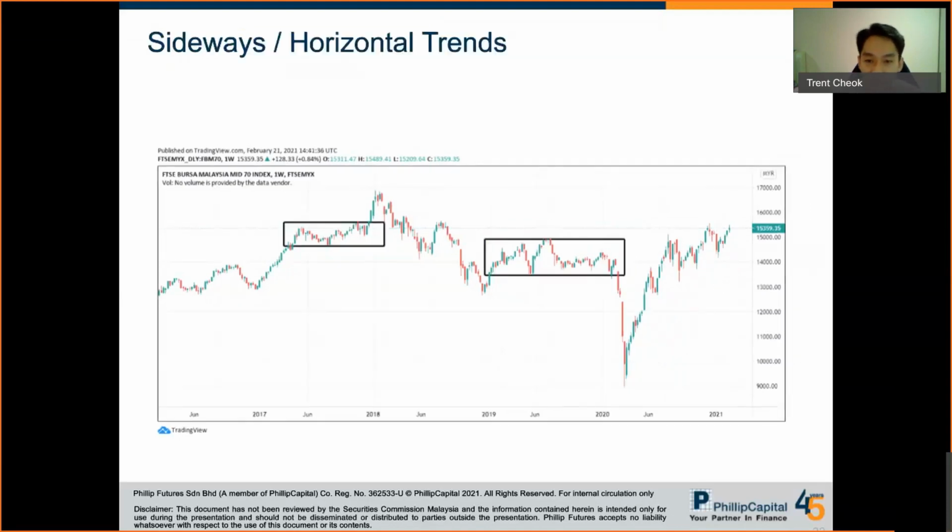Okay, then this is the tricky part of trend. There are times when the price just doesn't move higher or doesn't move lower. We call it a horizontal trend or sideways. So you can see in the market there are times when the market moves sideways. I already highlighted in the black box on the screen, as you can see. These are the times when the market moves sideways.